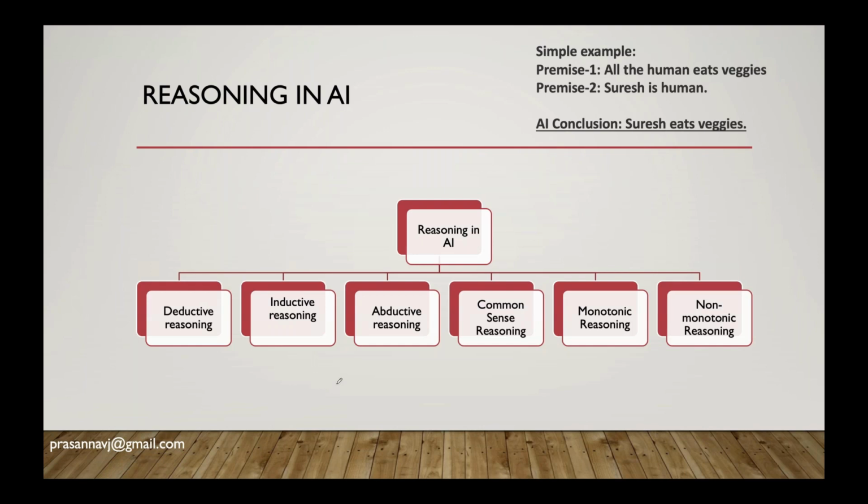Here is a simple example. Premise 1, let's say all humans eat vegetables. This we have seen. Now premise 2 is Suresh is a human. From this, we want the AI to reason that Suresh eats vegetables. Suresh eats vegetables. That is nothing but reasoning.